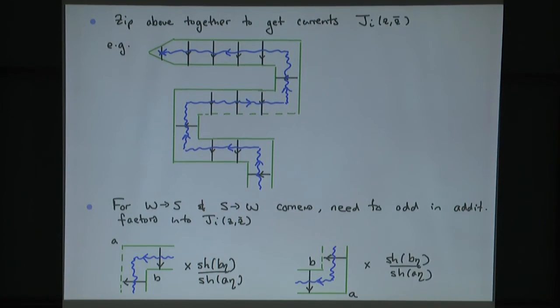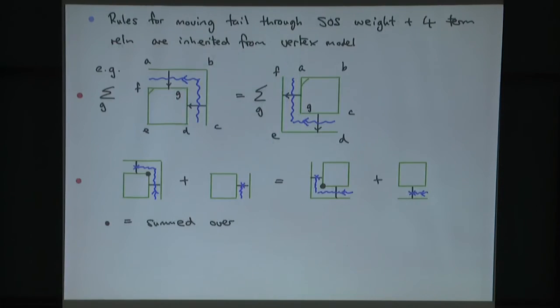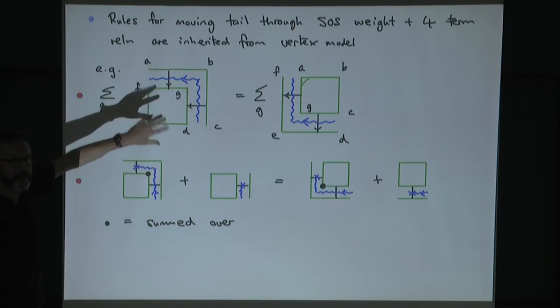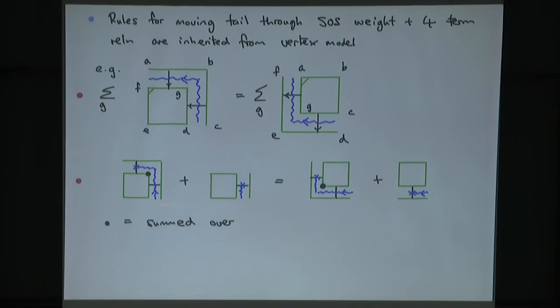Okay, and now I want to interpret this purely as an SOS object. That's the point. Just to show you, there are certain rules for how to move these SOS insertions around that come from the ones from the vertex model. For example, I can take one of these SOS insertions and flip it through an SOS weight. This just comes from the corresponding relation I had earlier for putting a tail through a vertex weight. So I can undo this, turn this into a pure vertex thing, move it through, and then do it back again. And then you also get to 4-term relations as well, and these are the crucial things.